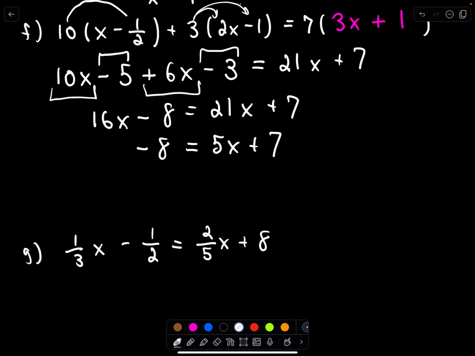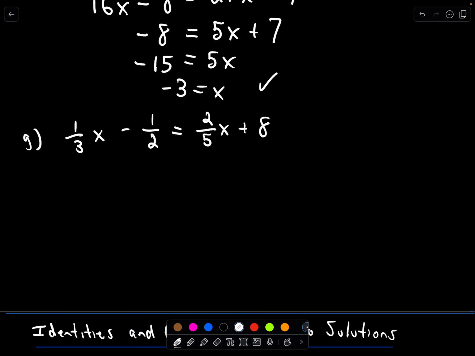So again, I'm not writing all these steps out now. And then I would subtract 7 from both sides. So negative 8 minus 7, that's negative 15, equals 5x. We can divide both sides by 5. Negative 15 divided by 5 will leave us with our solution of negative 3.